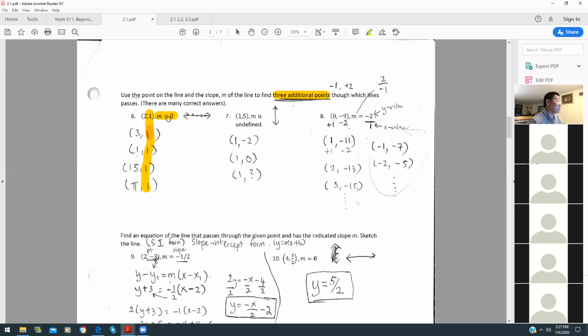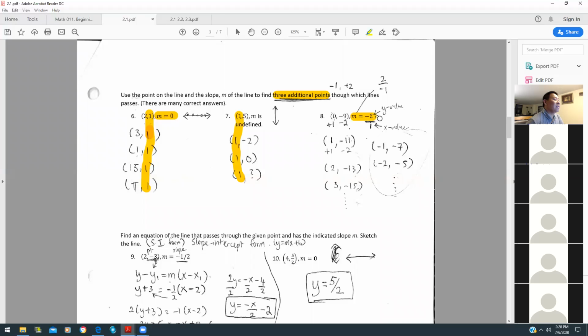So that is when your slope is 0. When your slope is undefined, you have a vertical line, then all your x values have to be the same, like 1 in this case. If the question gives you 2, then everything has to be 2. Then your y value can be any number you want except 5, because 5 is already used. So this is how we figure out the additional points if the slope is 0 and if the slope is undefined. But what happens if your slope is a number like -2?